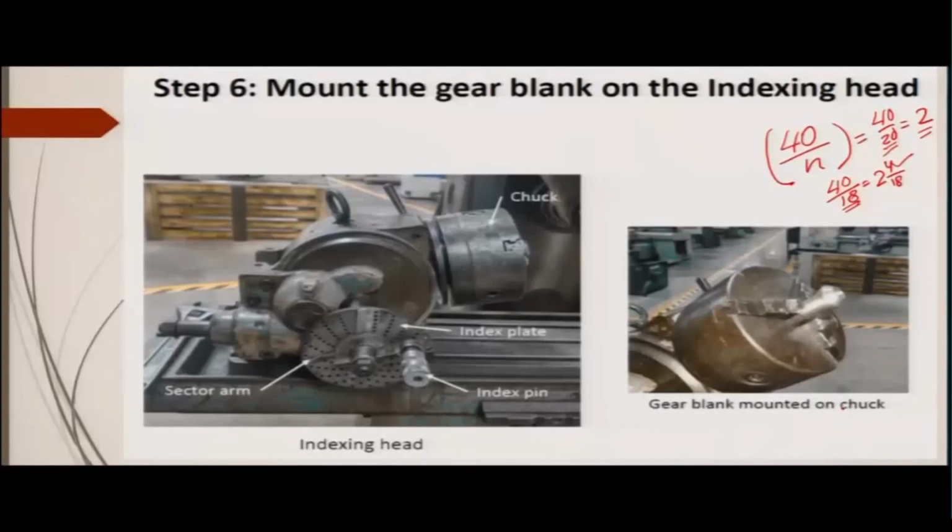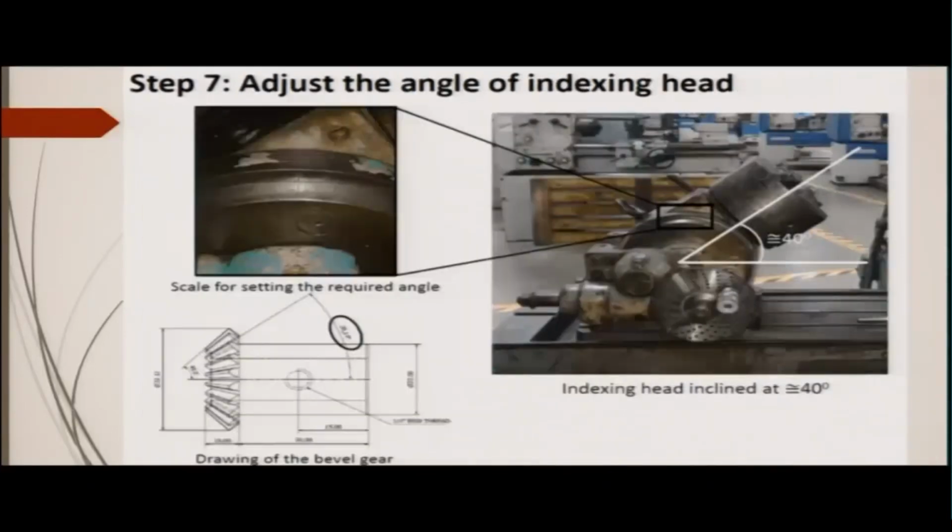So, this is the gear blank mounted on the chuck. All right. Here we adjust the angle of the indexing head. As we said, this angle has to be adjusted with respect to the horizontal, and you can see a graduated plate here. That graduated plate will tell you the angle, which we have already calculated. According to this angle, the indexing head has to be adjusted with respect to the horizontal. So, let us say it is about 40 degrees. We calculated, I think it was 39 point something.